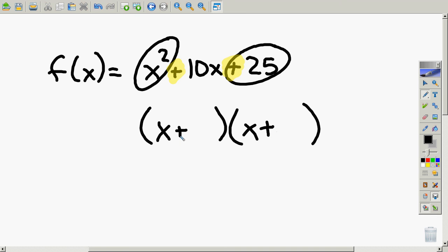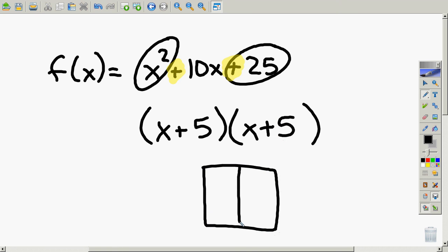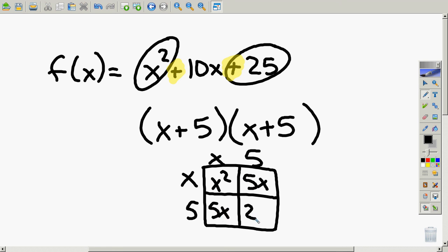The square root of 25 is 5 and 5. And if you check that real quick, you can tell that when you put these together, since they're the same, that's how you get the 10x that's up here in the middle there. Okay, so if you recognize those special cases, the problems can be done pretty quickly.